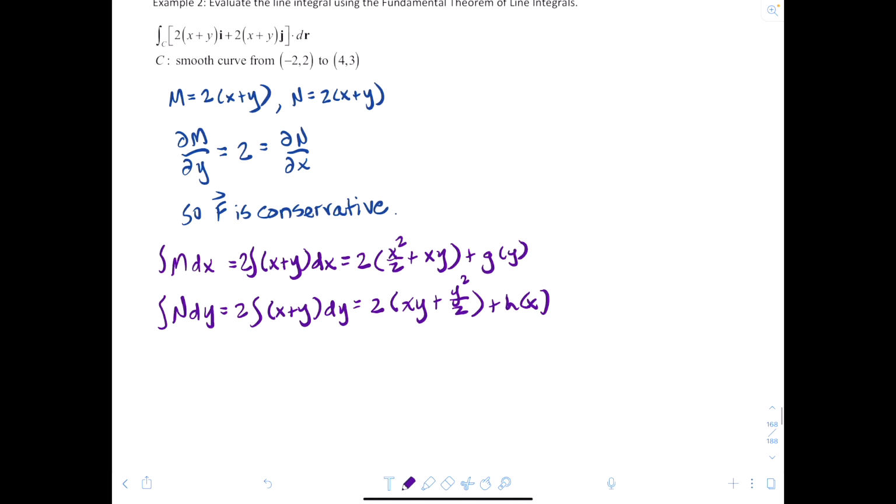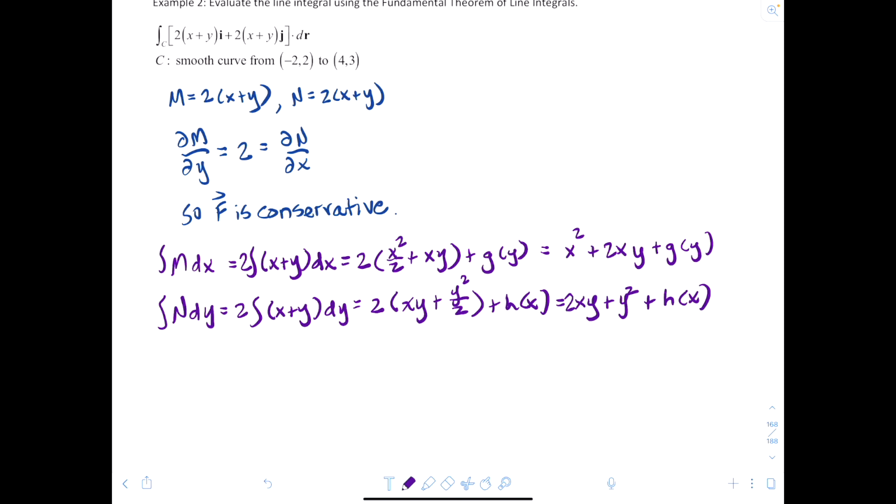And why don't we simplify those? So that would end up being equal to x squared plus 2xy plus some g of y. And the second one would be equal to 2xy plus y squared plus some h of x.